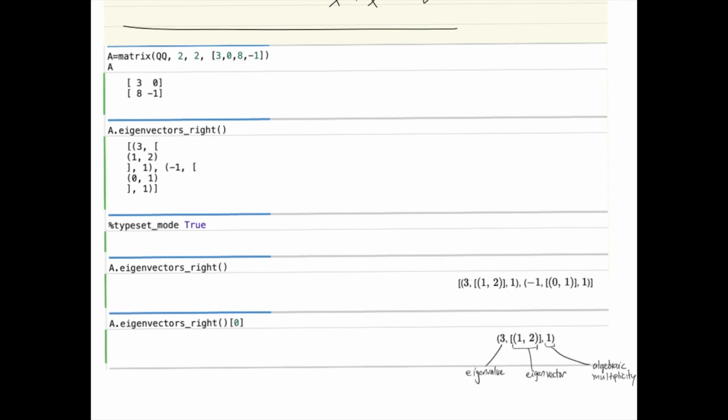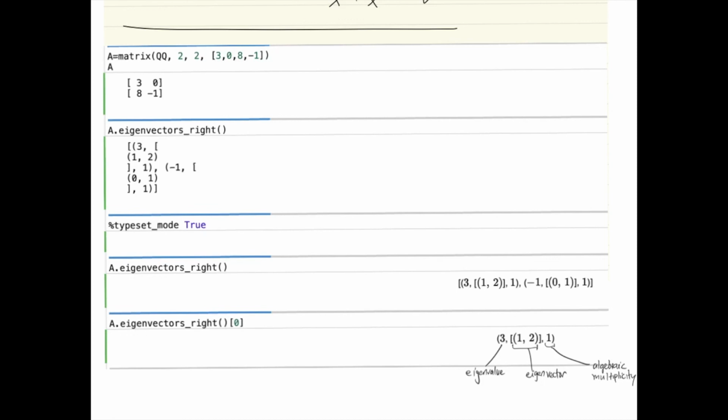And what it is, is a list of 2 tuples. So let me extract the first tuple. Remember, indexing starts at 0. So the first tuple of this list of two tuples is 3, then [(1, 2)], and then 1. Now what are these? Okay, the first number here is the eigenvalue 3, which we found, followed by the list of eigenvectors. In this case, there's only one eigenvector associated with this eigenvalue 3, up to scaling, and so that's (1, 2), which is what we had found.